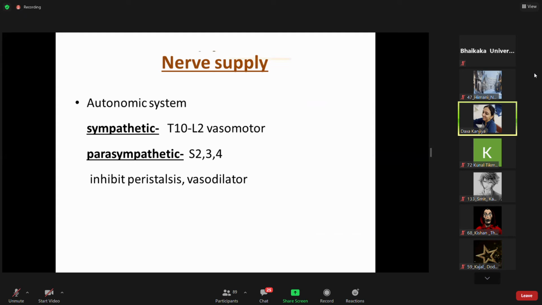Nerve supply: sympathetic supply comes from T10 to L2 segments, which is vasomotor in function, and parasympathetic supply comes from S2, S3, S4. It inhibits the peristalsis, it inhibits the movement of the uterine tube, and it is vasodilator. Lymphatic drainage: lymph from the uterine tube drains into the aortic group of lymph nodes.